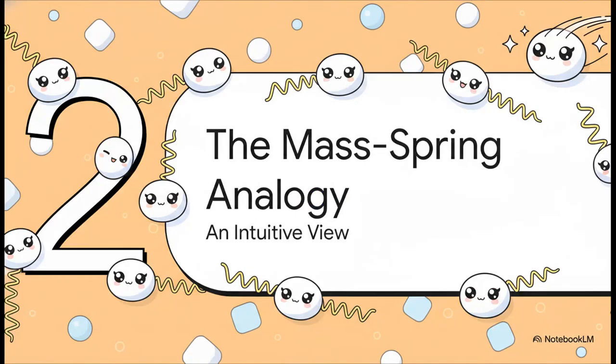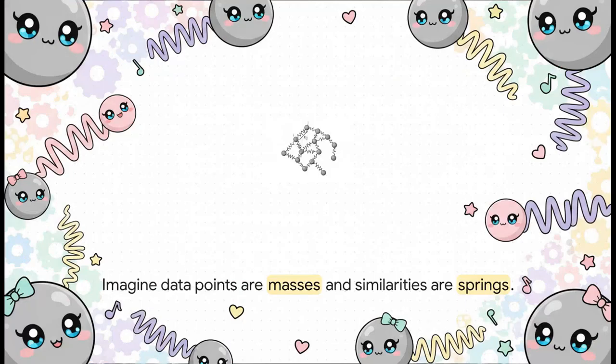All right, to really get a gut feeling for how this works, we're going to borrow a really clever idea from physics, a mass spring system. Trust me, this is going to make all the complicated math behind this feel way more intuitive and hands-on. Just imagine this for a second. Every single one of your data points is a little metal ball, a mass. And the similarity between any two of those points, well, that's a spring connecting them. So if two points are super similar, they get a really strong, stiff spring pulling them together. But if they're not very similar, they get a weak, flimsy spring, or maybe no spring at all. You can almost picture it, right?